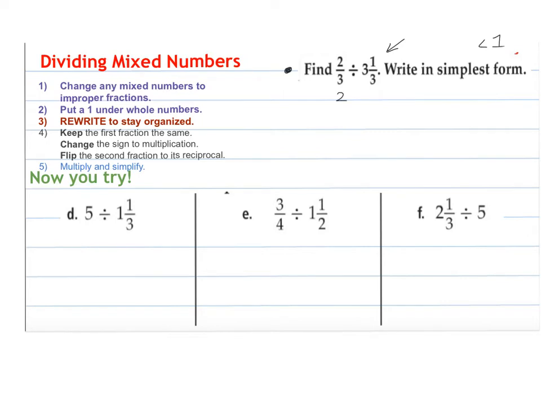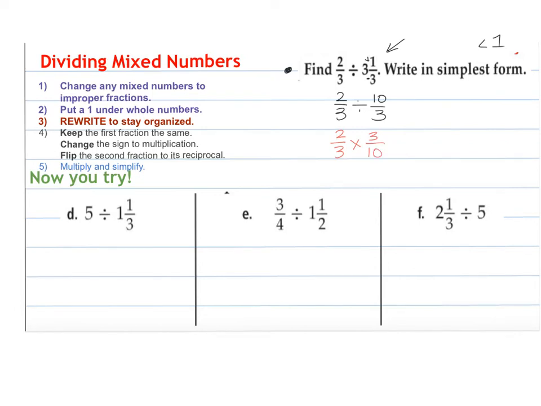So I'm going to leave 2/3 alone. I'm going to change my mixed number to an improper fraction. And I know that 3 times 3 is 9, plus 1 is 10. So 3 1/3 is the same as 10/3. Now I can keep, change, flip. So I'm going to keep 2/3, and I'm going to multiply by the reciprocal of 3/10, right? Because dividing by 3 1/3 is the same as saying multiplying by 3/10.